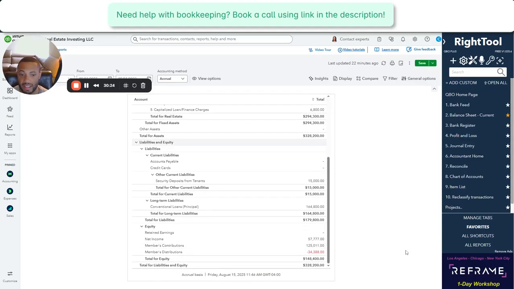So yeah, that is the balance sheet for rental portfolio owners. All of the main specific points that you need to be looking for on your balance sheet. So if you don't have any of these items, or you're missing some of these items, you definitely want to ensure that you take a look at your balance sheet and you make the appropriate changes.